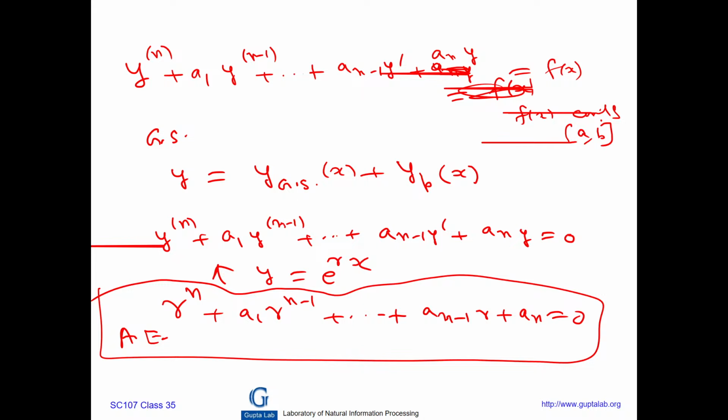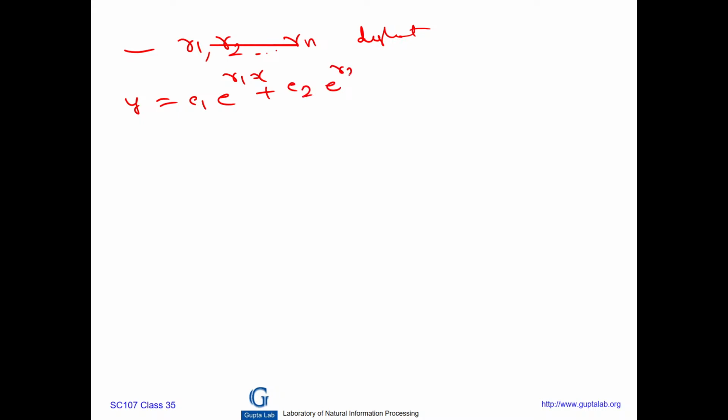So basically, if the roots are distinct, suppose there are n distinct roots of this equation. So the case when r1, r2, ..., rn are distinct roots, in that case the solution is c1 times e raised to power r1x plus c2 times e raised to power r2x plus dot dot dot cn times e raised to power rnx, right? Just like there, m1, m2 are distinct roots, so y is equal to c1 times e raised to power m1x plus c2 times e raised to power m2x, right?